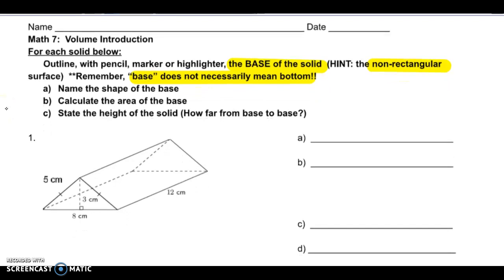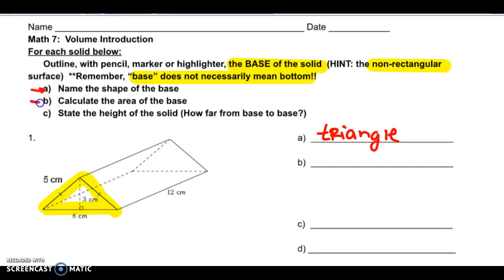We're looking here at a triangular prism because the base is a triangle. So the first direction is just to outline the base, not the rectangular face, and then name the shape. That is direction A. So for each shape, whatever shape you're highlighting, next to letter A, you're just going to name it. So for example, this one would be a triangle.